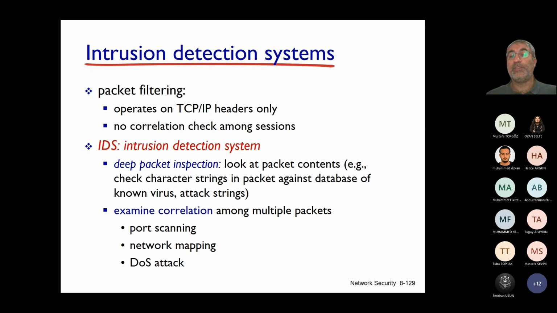Another feature of this IDS system is to examine the correlation among multiple packets. So you're trying to see some correlation between the multiple packets by doing the following: first of all, you can scan the ports or look at network mapping or DoS attacks. You're trying to find some correlation so that you can detect the intruder. So these are the two main functions of the IDS system.